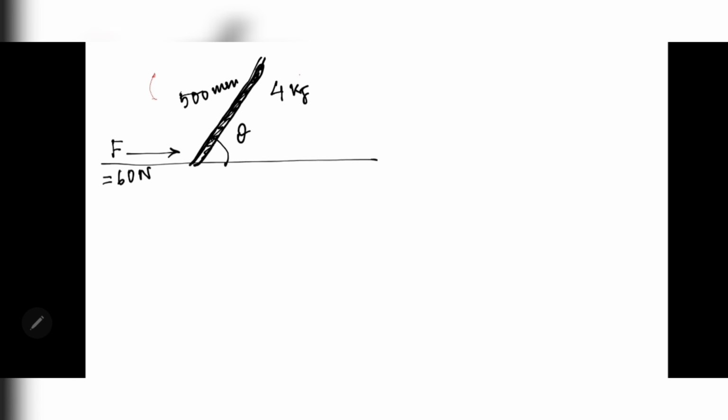So here the free body diagram of the slider bar. Here the weight is 4g. Here the acceleration is A. Here the reaction forces. Suppose this is point A, this is point B. Let here the reaction forces RA. Now here angular acceleration alpha equals 0, and let linear acceleration equals A.